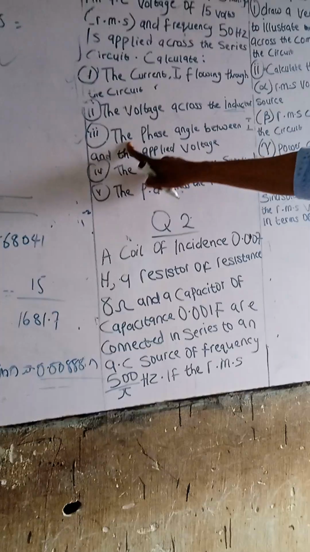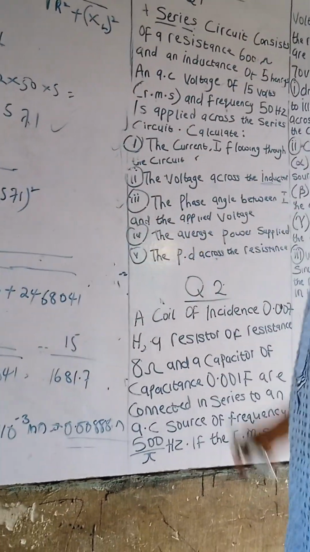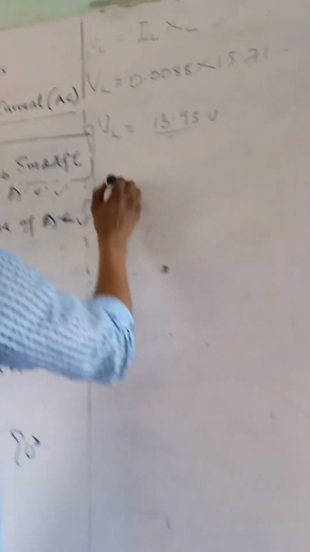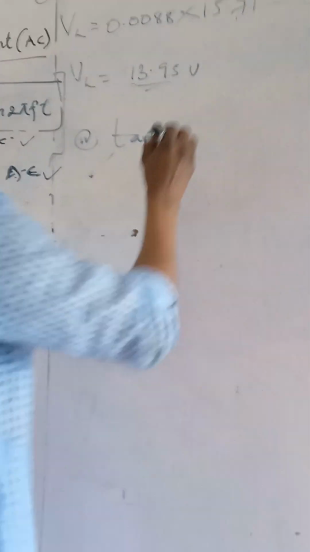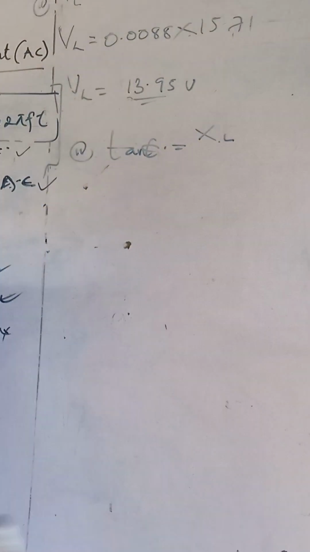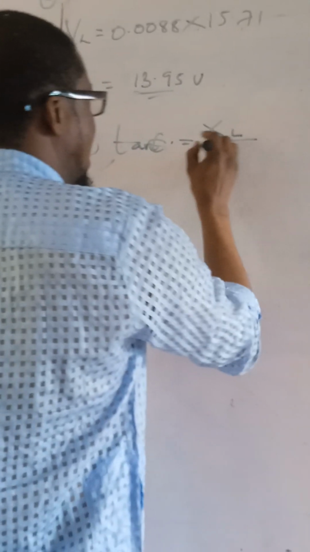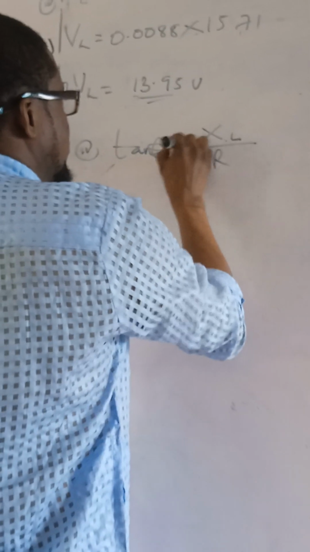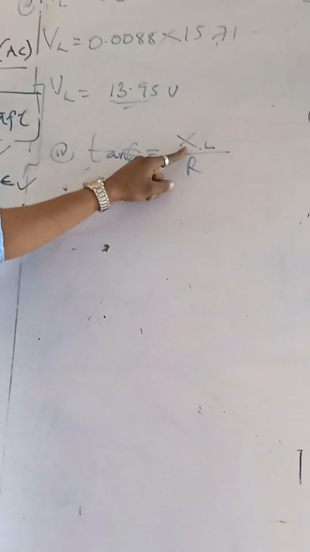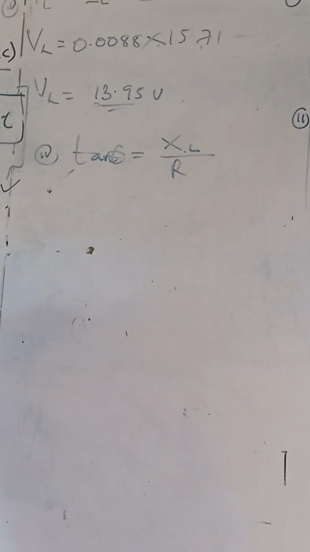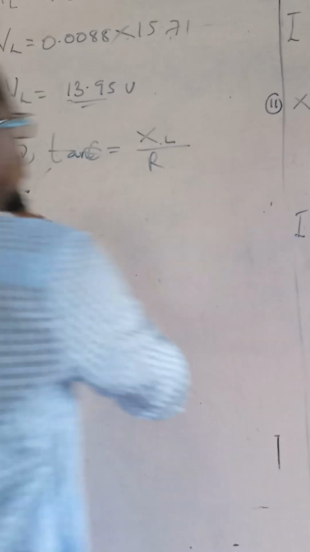Roman figure 3: the phase angle between the current and the applied voltage. So the phase angle is given by the formula tan theta equals inductive reactance over resistance. Please watch out for that. The phase angle between current and applied voltage is most of the time, don't let me say always, the inductive reactance divided by what? The resistance.